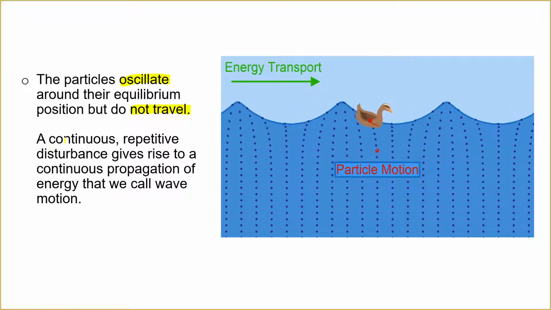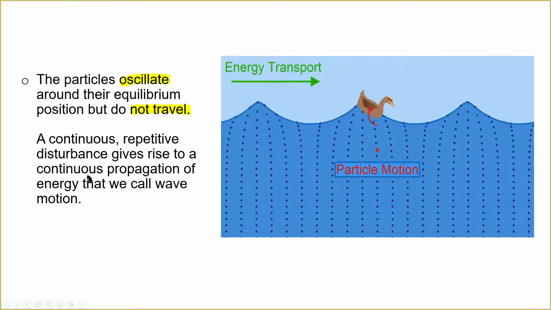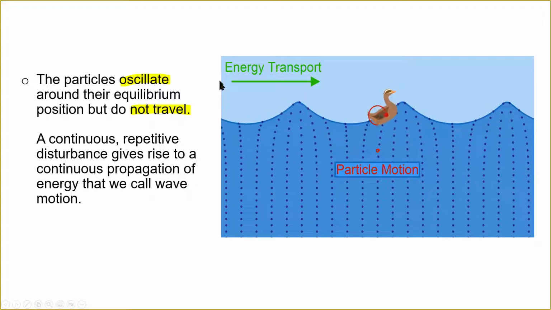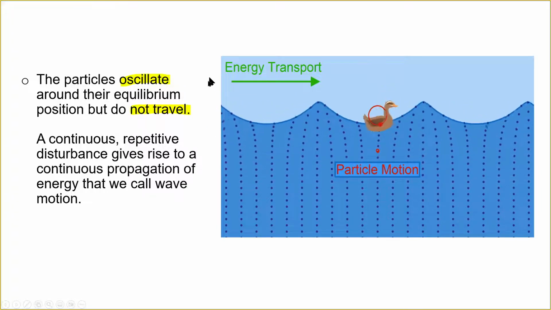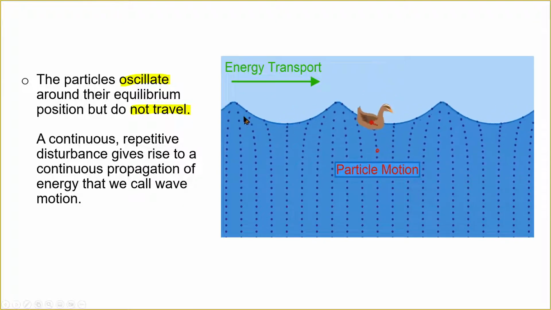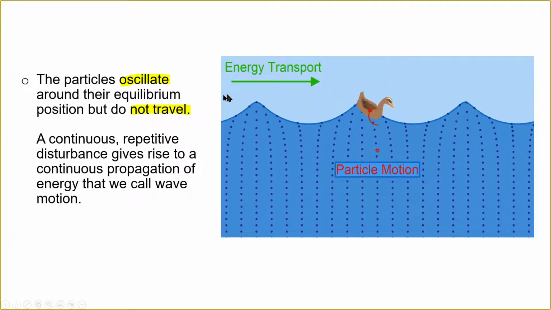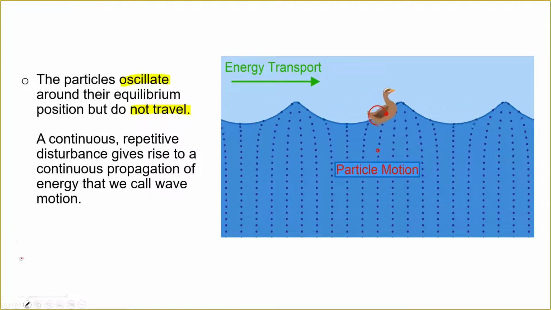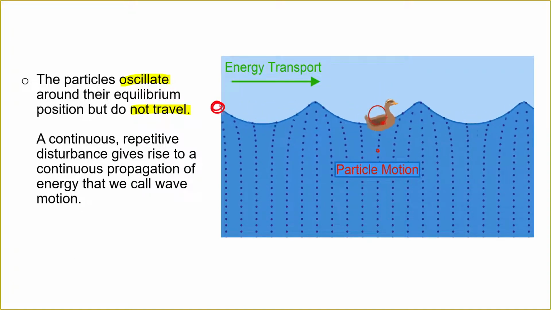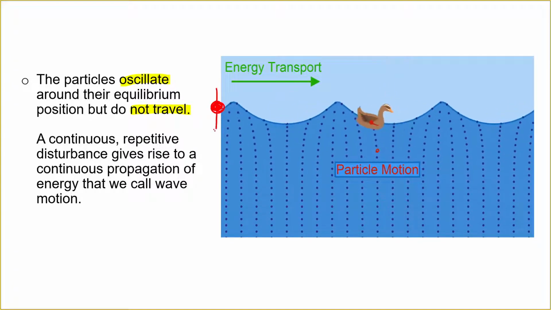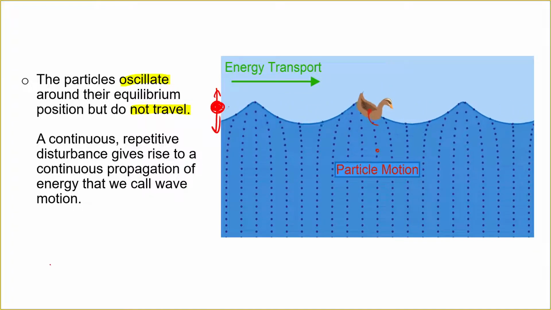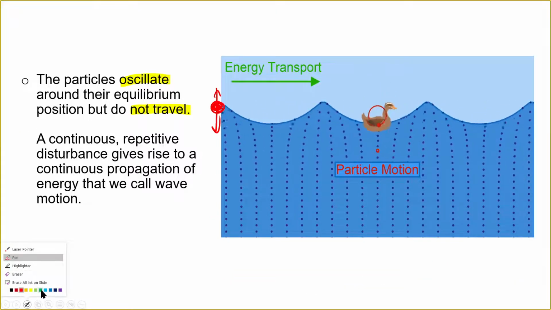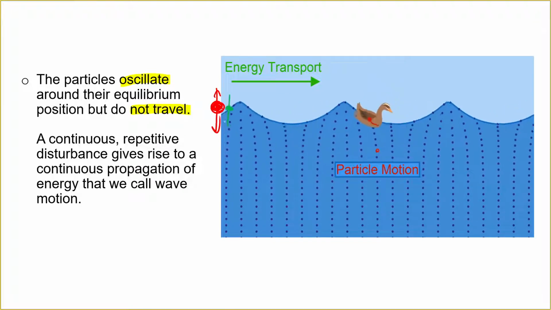A continuous and repetitive disturbance gives rise to continuous propagation of energy that we call wave motion. The disturbance is continuously oscillating, so as time goes by, the energy is transferred out. All the neighboring particles are being disturbed. Let's say this is the disturbance. When it starts to oscillate, then the next particle here will also start to oscillate.